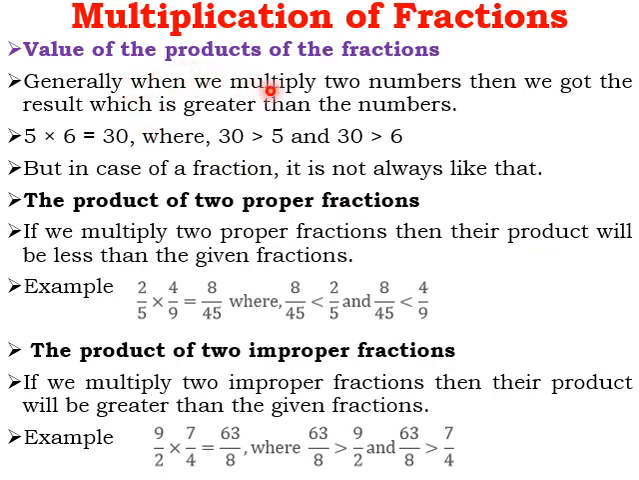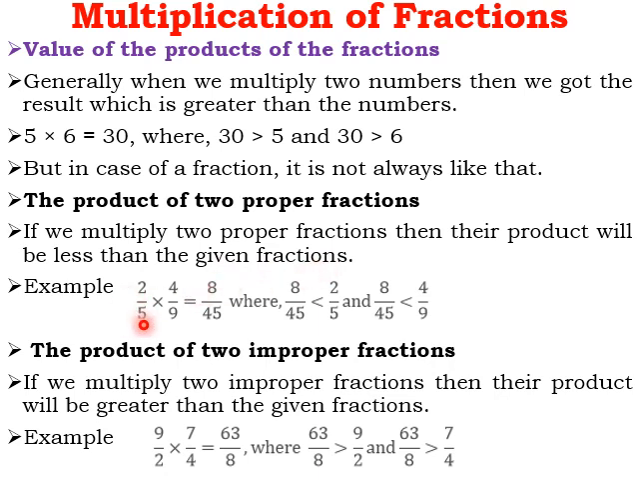Value of the products of the fractions. Generally, when we multiply two numbers, then we get the result which is greater than the number. Example, 5 into 6 is 30 and here you can see that 30 is greater than 5 also and 30 is greater than 6 also. But in case of fraction, it is not always like that. The product of two proper fractions, if we multiply two proper fractions, then their product will be less than the given fractions.